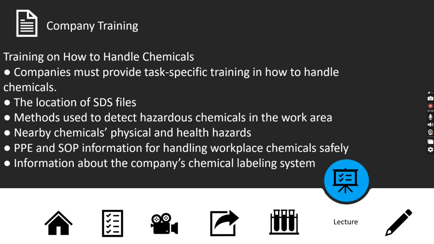You need to have personal protective equipment, which is what PPE stands for, and standard operating procedure information, SOP information, for handling workplace chemicals safely. And you need to have information about the company's chemical labeling system. Every time I work somewhere new, even if it's in academia, I need to know how that particular place or lab or pharmaceutical company labels their chemicals.